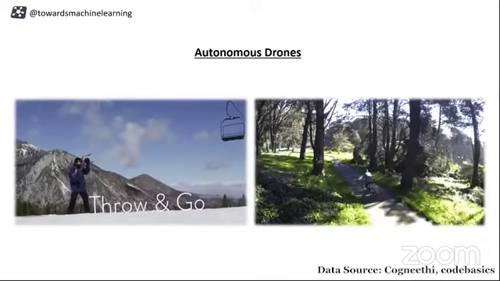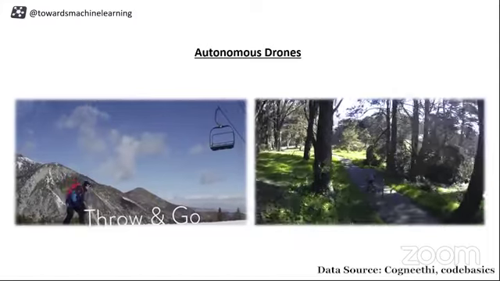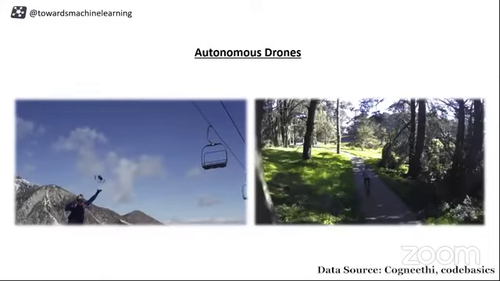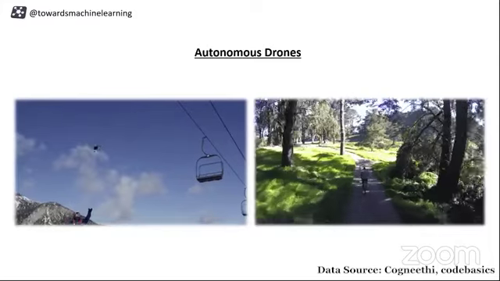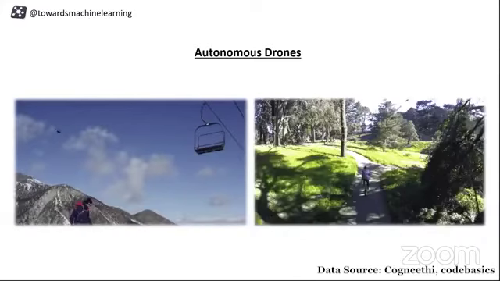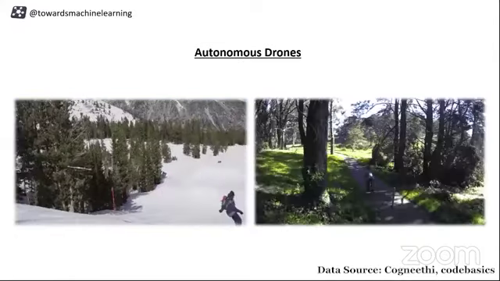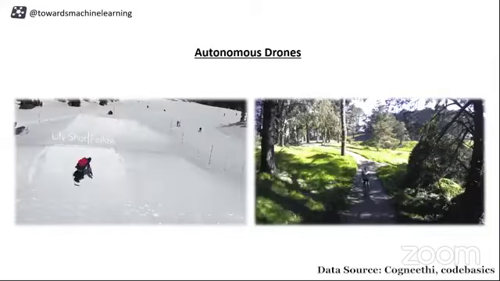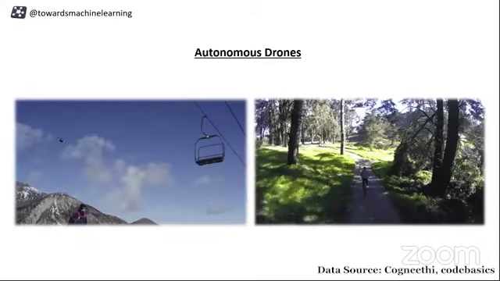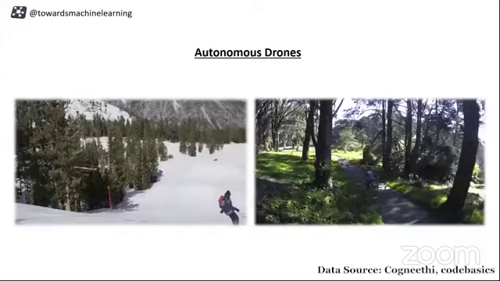Next thing you can see is in autonomous drones as well. You might have seen in YouTube videos also, the guy is using a drone. In the first video, he's throwing the drone and the drone is following him, right? And in the second one, the person is cycling somewhere in a forest or somewhere like that, and the drone is following him, right?